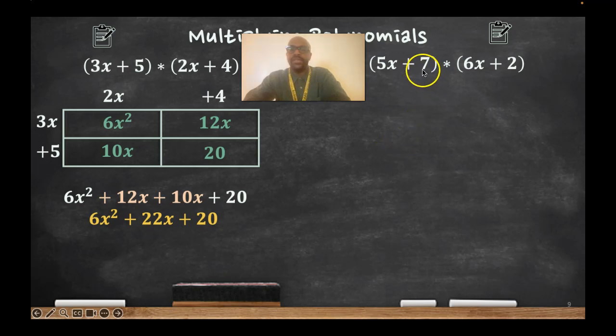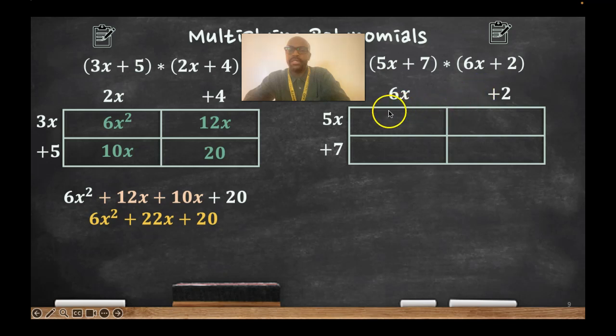Now if you look at 5x plus 7 times 6x plus 2, it's a 2 by 2 box. 6x and a positive 2, and 5x and a positive 7. And once again, you could have put 5x and a positive 7 at the top and then 6x and a positive 2 on the side as well. It would have been the same either way. If I look at this top left box, this would be 30x squared, because 6 times 5 is 30, and then x to the first times x to the first is x squared.